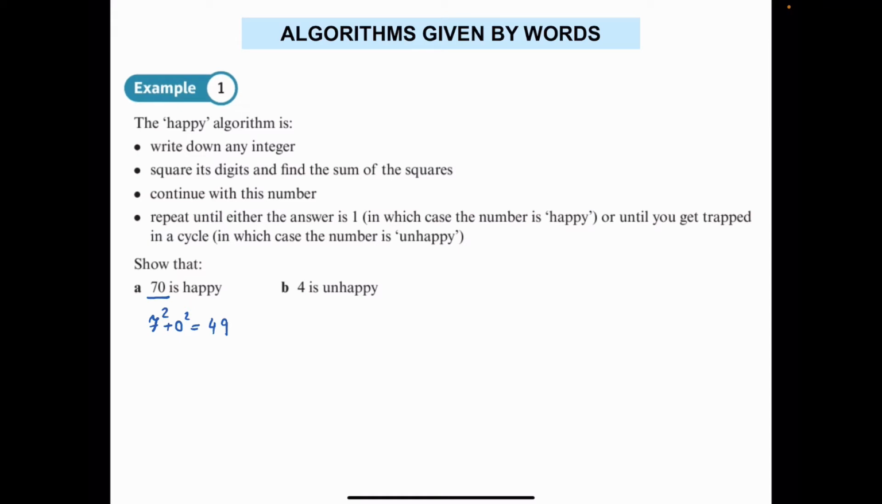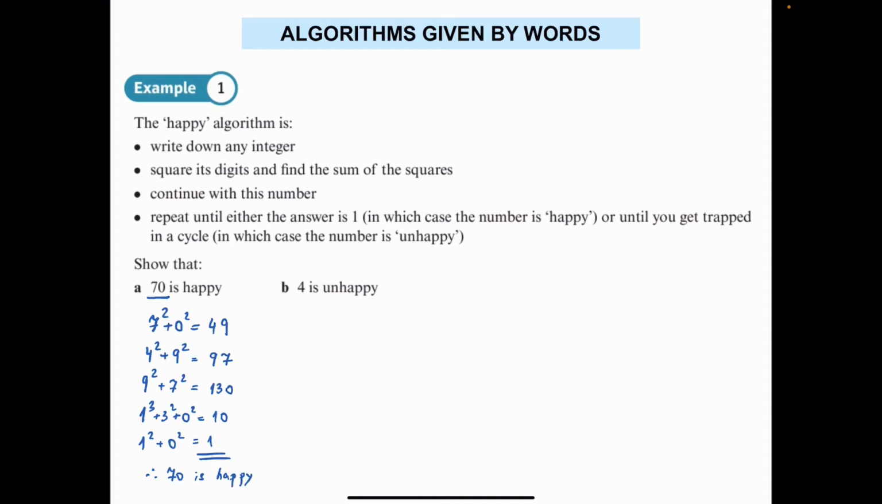And then you repeat the same steps. So 4 squared plus 9 squared would be 97. Then we have 97, so 9 squared plus 7 squared is 130. Then 1 squared plus 3 squared plus 0 squared is 10. And then 1 squared plus 0 squared is 1. And that means it's finished. Then we can say 70 is happy based on this definition.